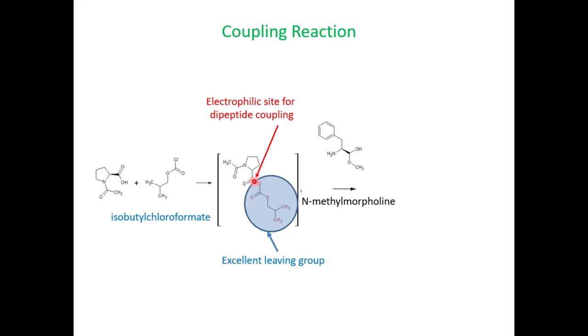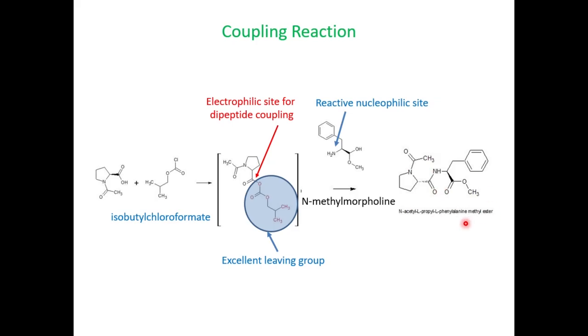So we have our electrophilic site on the carbonyl carbon of the activated proline, and we have a nucleophilic site on nitrogen on our phenylalanine, and they will react to form our dipeptide, and we get our new peptide bond formed between the two amino acids.